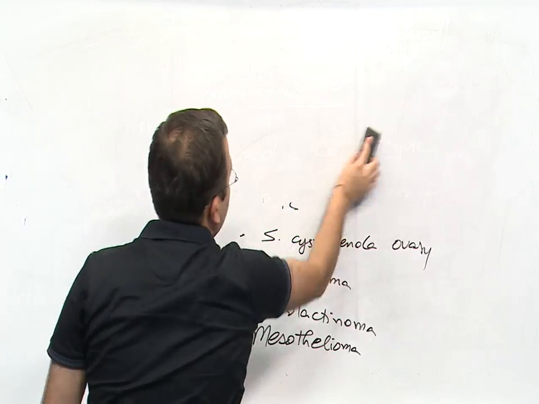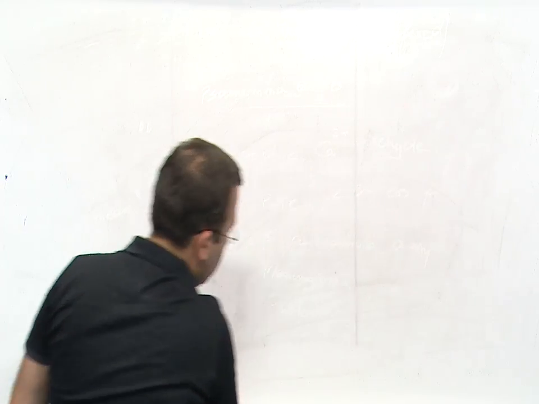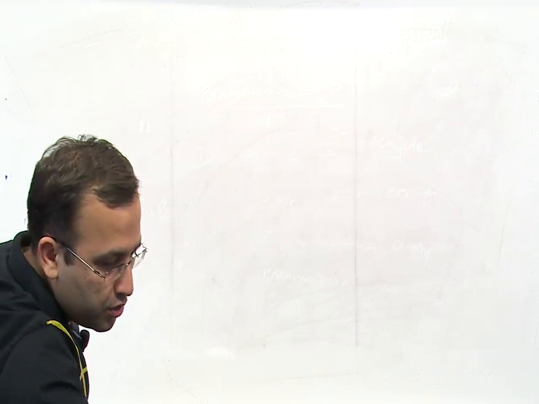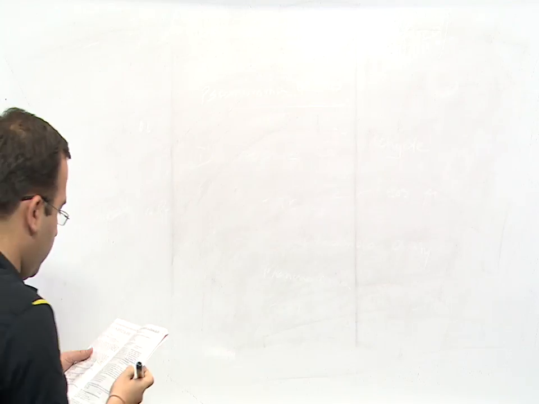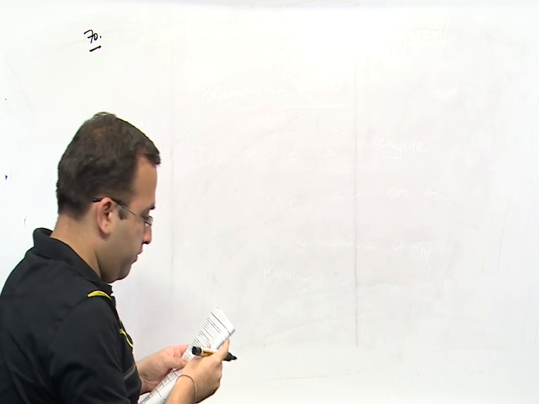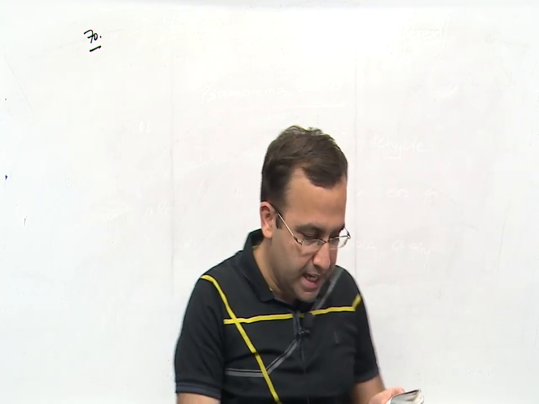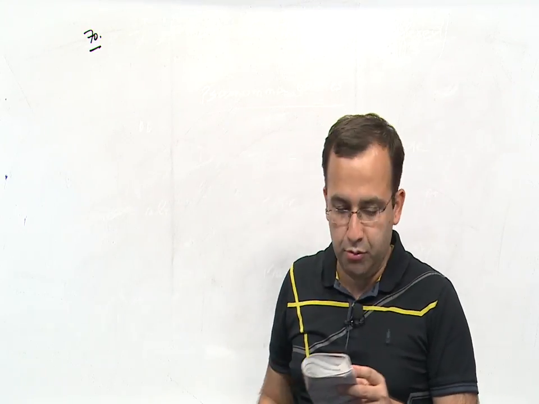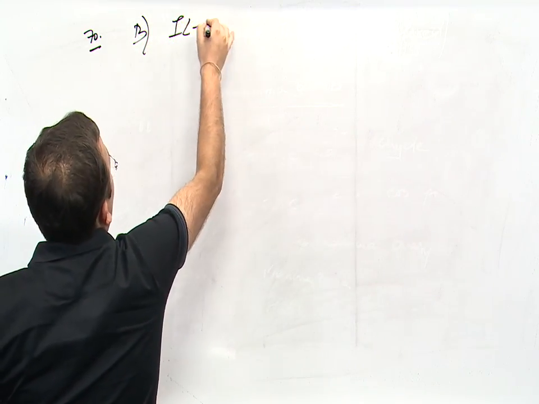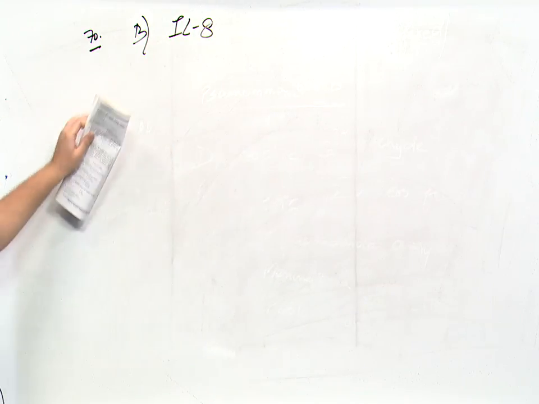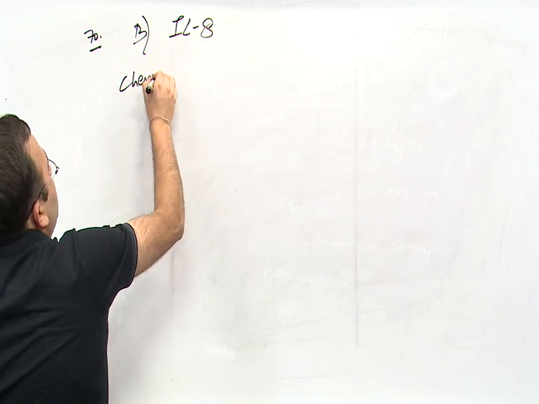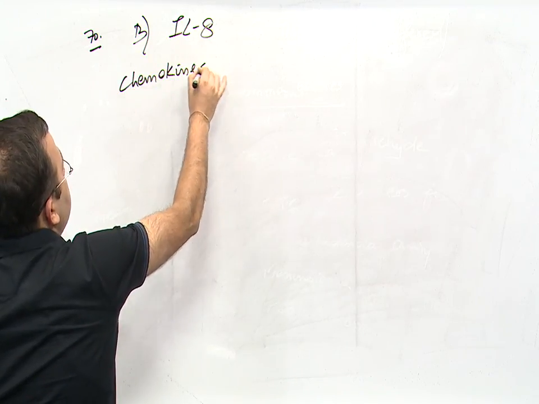Next. Question 70. Which of the following is an example of CXC or alpha chemokine? And the answer is interleukin 8. So, coming to classes of chemokines.